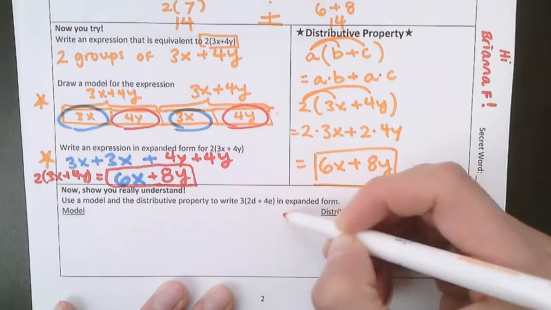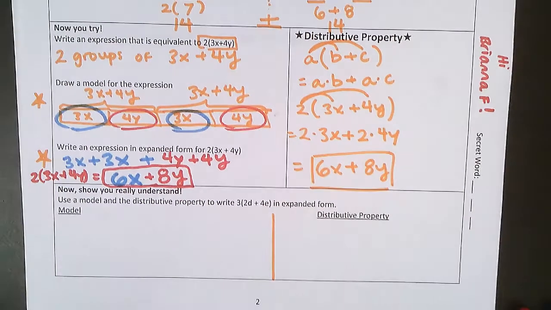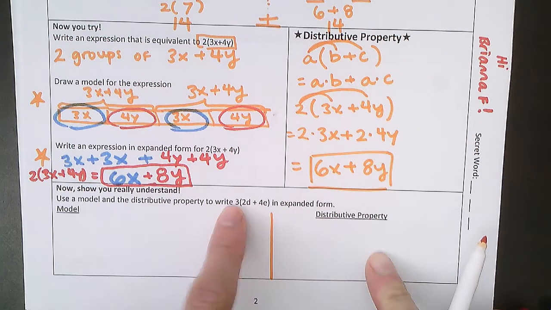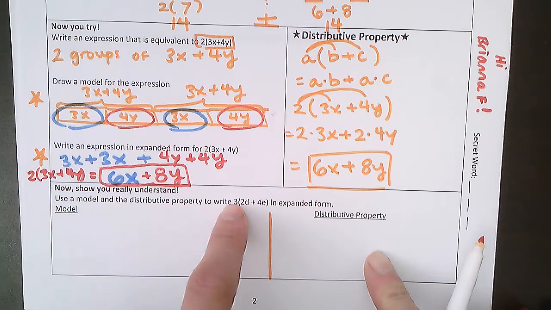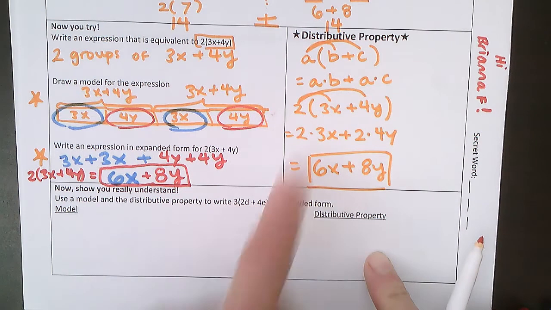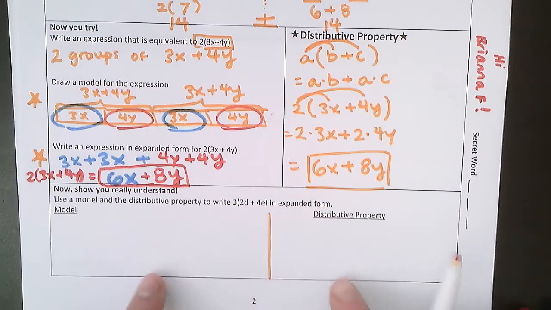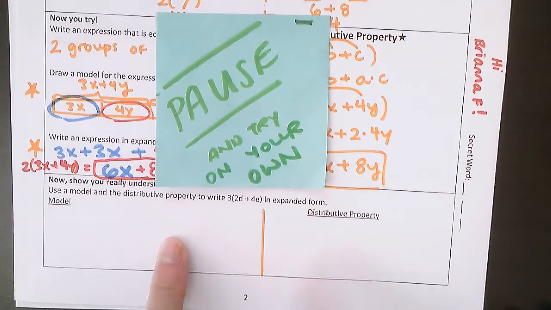Now that I've shown you this, on the bottom here, I want you to try both ways. First, draw a model for this expression right here, 3 times the sum of 2d plus 4e. That would be the same thing as three groups of 2d plus 4e. And then use the distributive property way, which is this way, to solve the same thing and see if you get the same answers for both. So I'm going to have you pause these two on the bottom. Try those on your own.